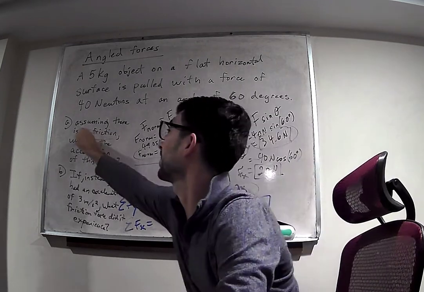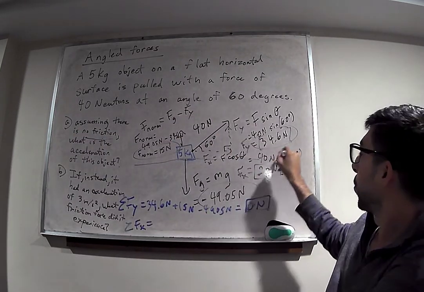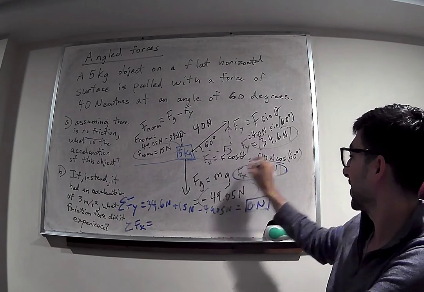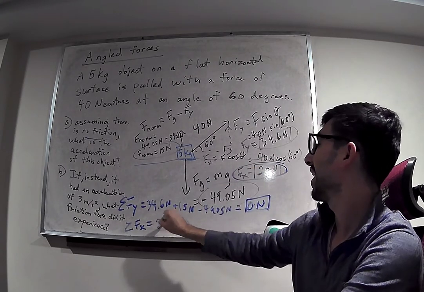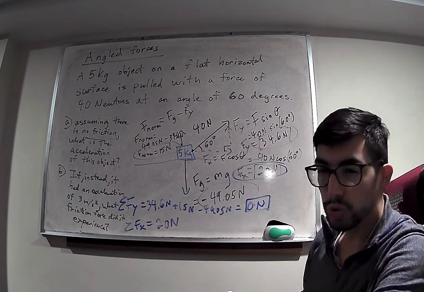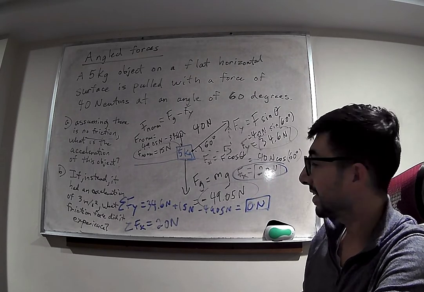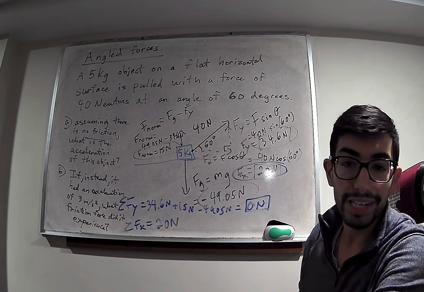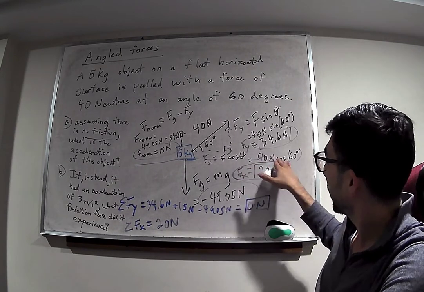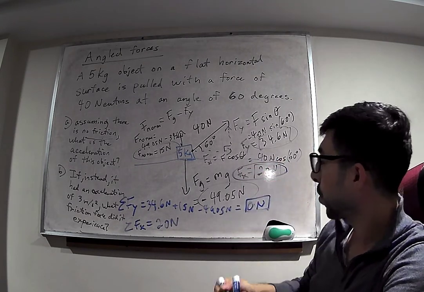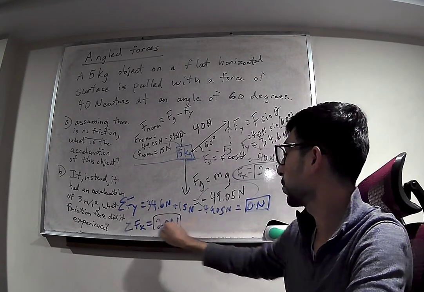We said assuming there is no friction, so the only force we have on the x-axis is this 20 newton force. And that is very common here. Usually in a situation like this, your F net is going to simply be the force on the x-axis. Well, what was the force on the x-axis? We had calculated it. We did 40 times the cosine of 60. We got 20 newtons. So the Fx is 20 newtons.